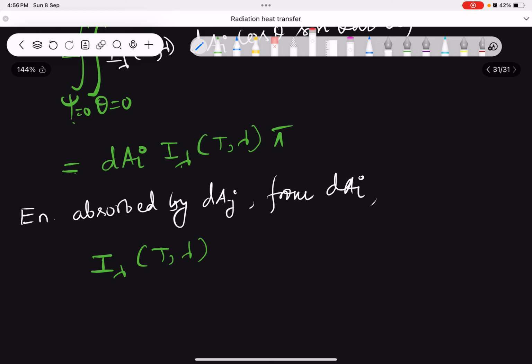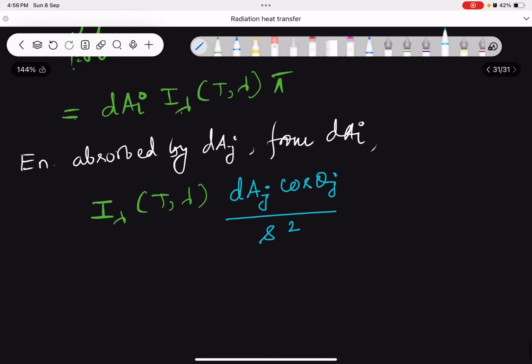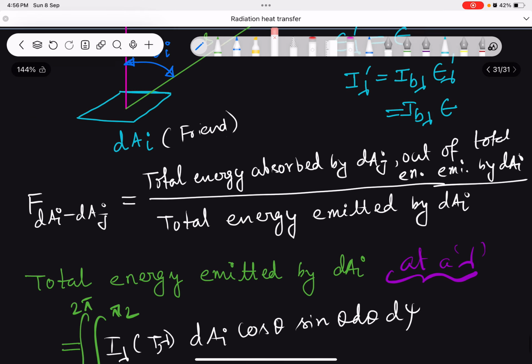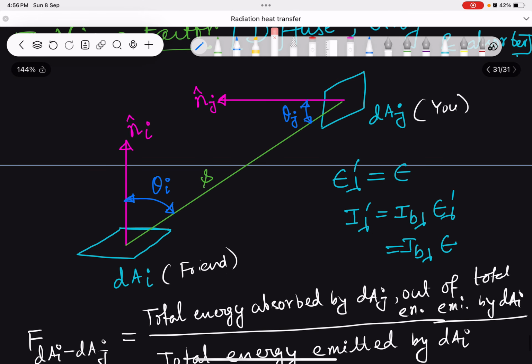So here I am writing, so it will be dAj cos theta j by a square. So this total term is nothing but your d omega j projected, that is, the solid angle subtended by this dAj projected. Okay, fine. But again, how much? This radiation ray is going like this.